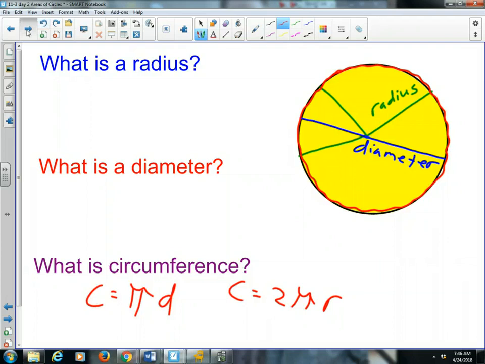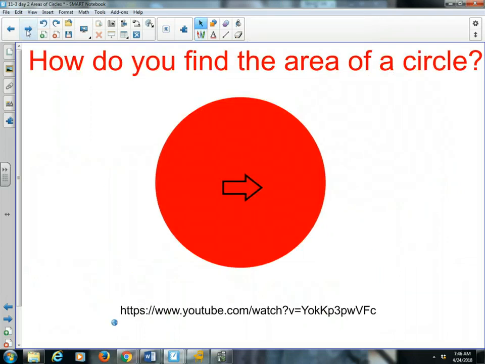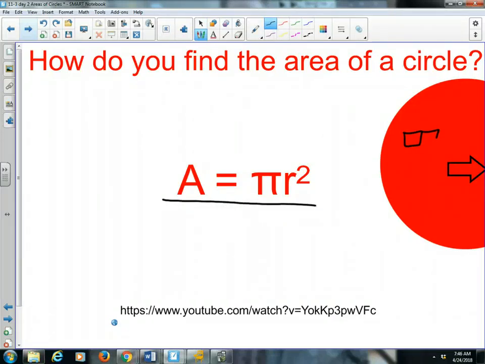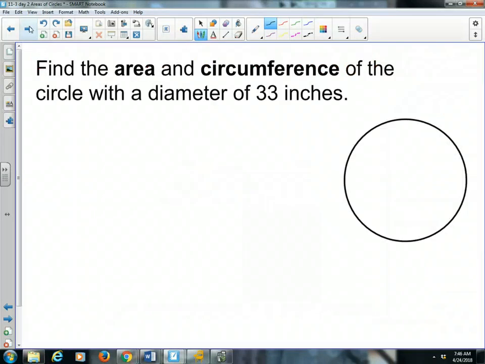Okay? So to find the area of any circle, all you got to know is the radius. If you know the radius, you can square it and then multiply it by pi. This is how you find the area, or how many square units fit inside every circle. So there's a square unit, square unit, square unit. If you take r and you square it and multiply by pi, you get how many square units are inside a circle.